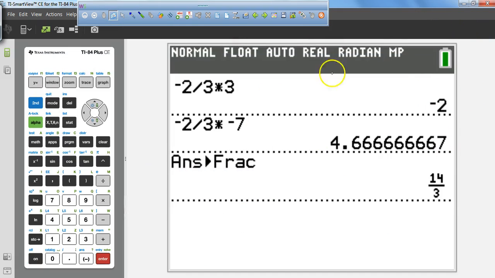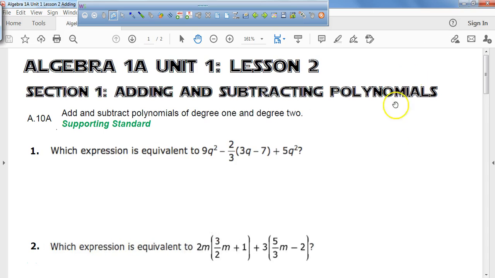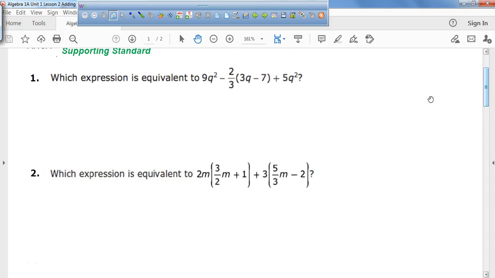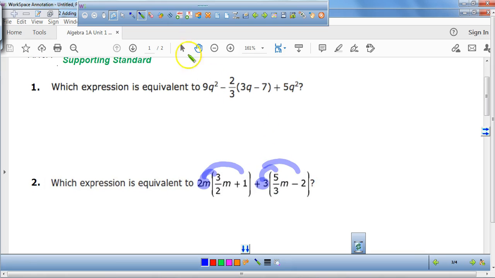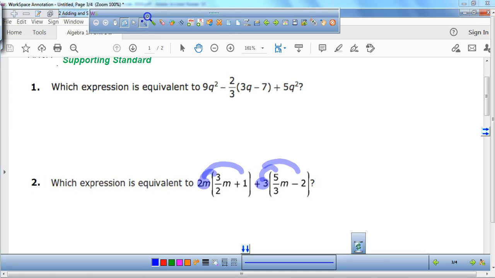All right, moving on to our next question. Scrolling down right here, let's take a look at number 2. We're going to find an expression that is equivalent to this. I've taken away all the multiple choice answers because I want you to know how to do it. So we're going to take this 2m and distribute it into both terms, and we're going to take this 3 and distribute it into both terms. I'm going to set it up how you would do it by hand, and make sure you also know how to use the graphing calculator.